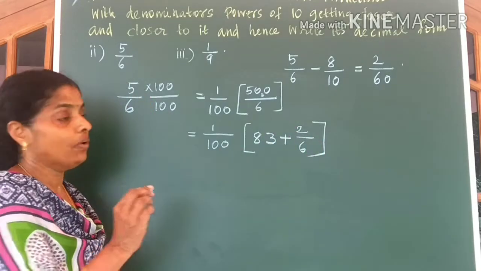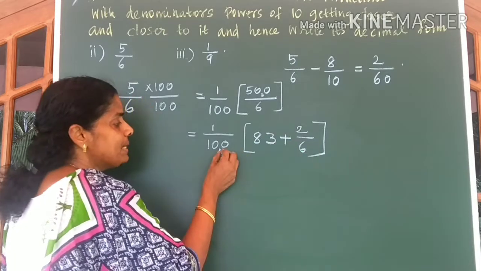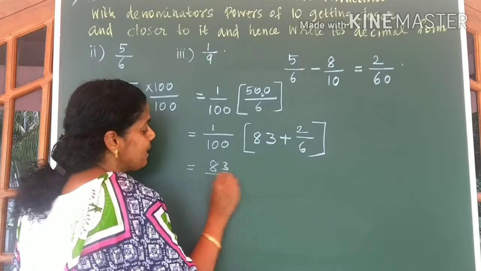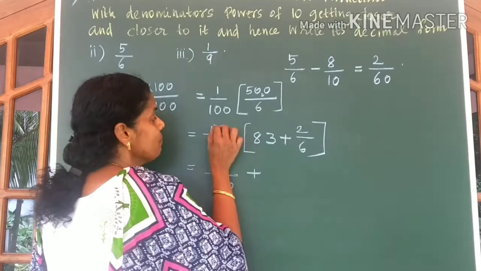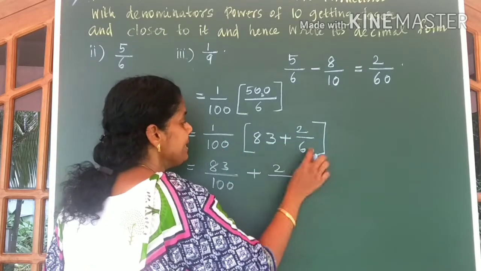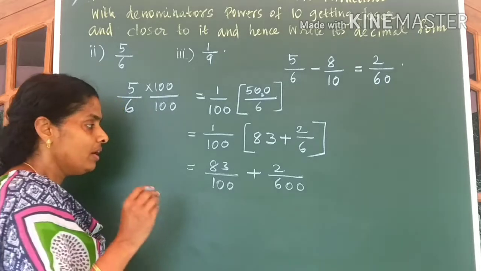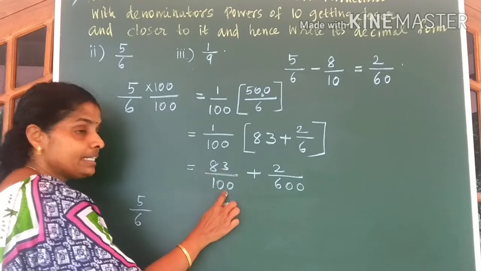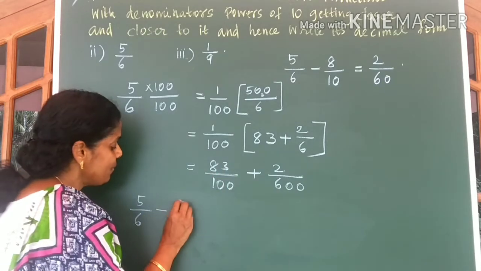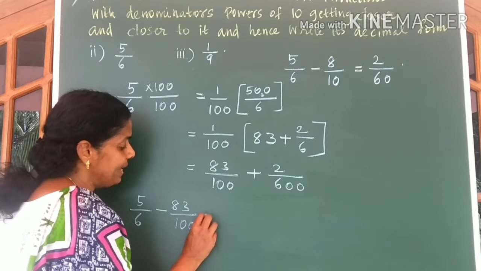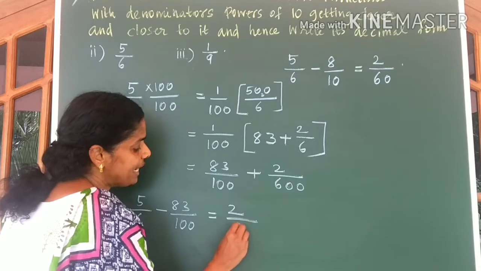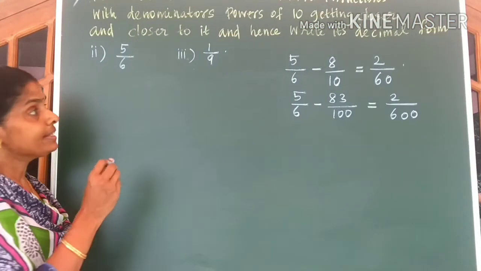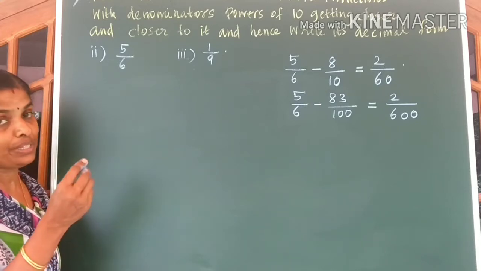Now as we did before, multiply both these numbers by 100. So what do you get? You get 83 by 100 plus 1 into 2, 2, 100 into 6, 600. Next step, write this 5 by 6 here. Take 83 by 100 to the other side. So you get minus 83 by 100 equal to 2 by 600. Do you understand?